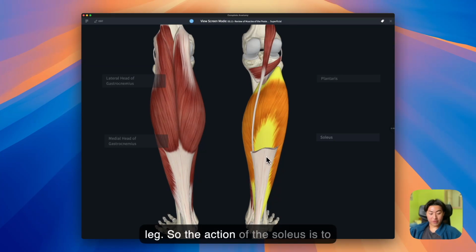And this is the same for all three superficial muscles of the lower leg. So the action of the soleus is to plantar flex the ankle regardless of the knee position, because it doesn't cross the knee joint. So it is not affected by the knee position. And it also helps prevent excessive inversion or eversion. So it stabilizes the leg on top of the foot.